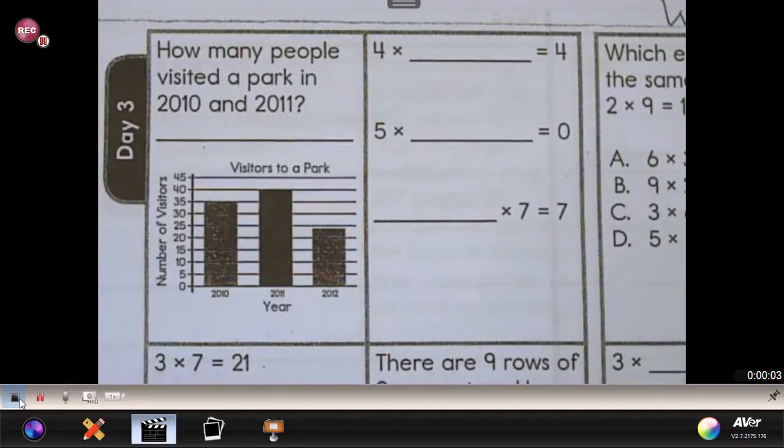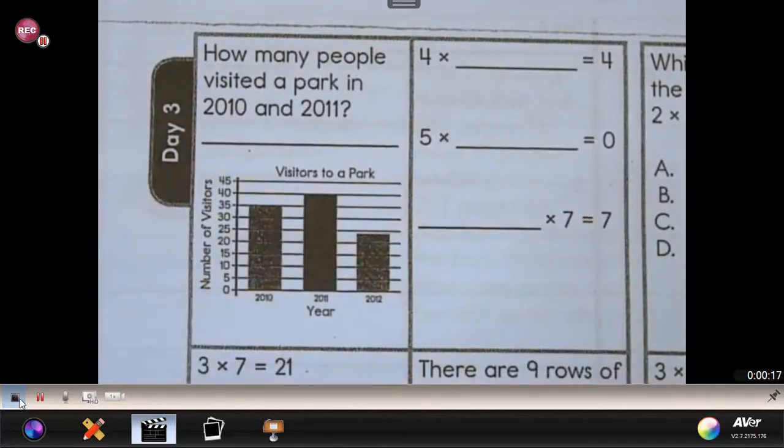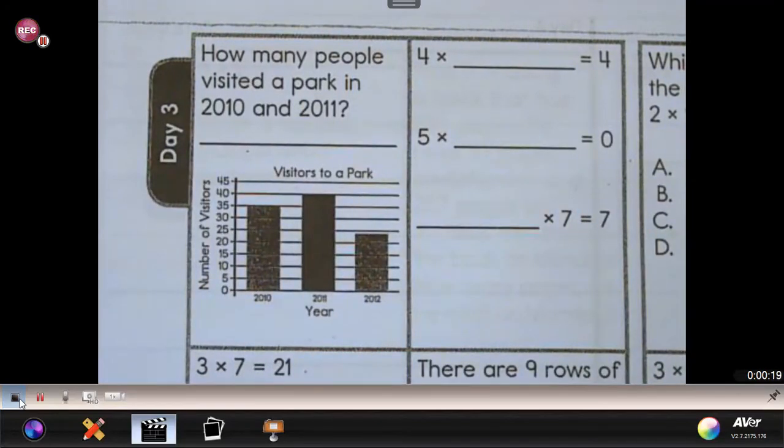Hi, third graders. It's time to review our DMA 4 problems for our warm-up today. It's week 12, day 3. So we're on week 12 and day 3, just to make sure you're in the right place. It's December 2nd. So we're going to take a look at our first problem.